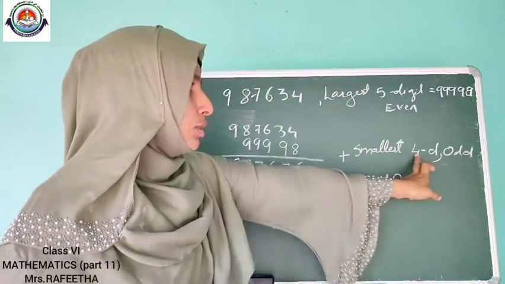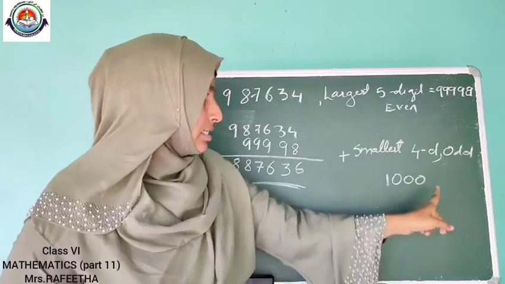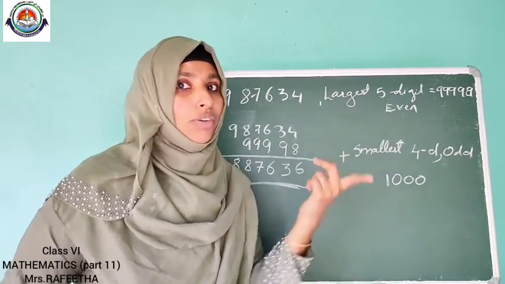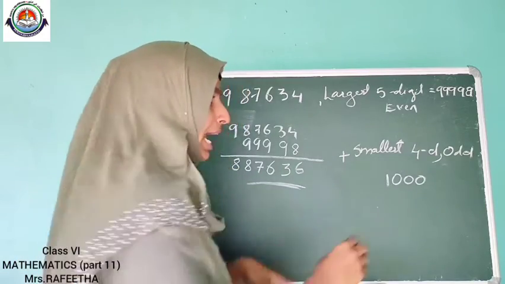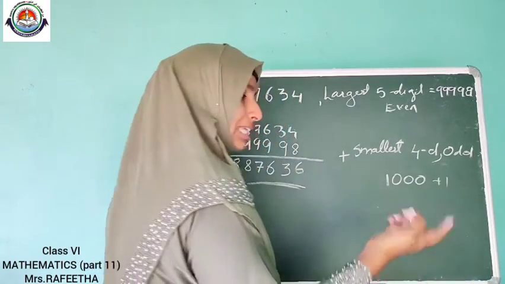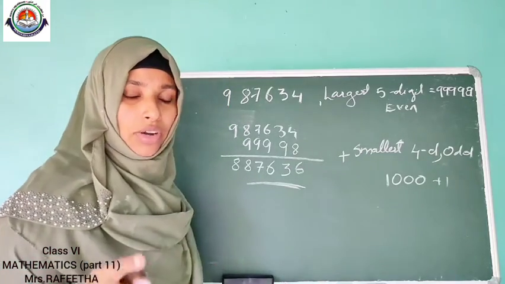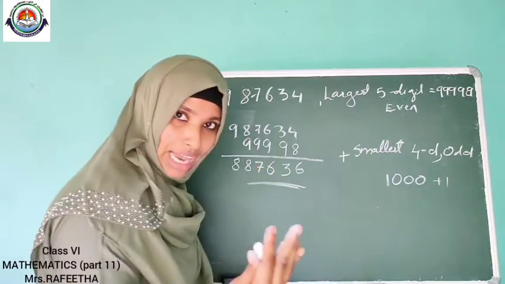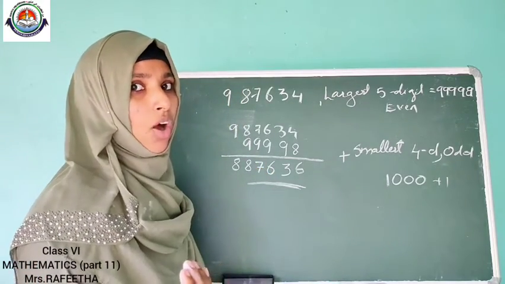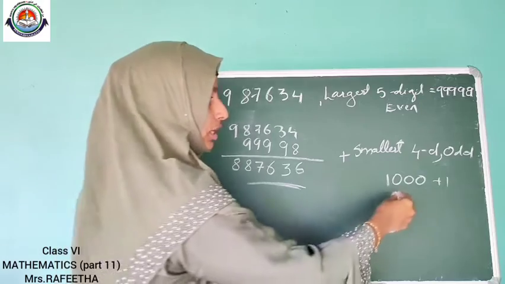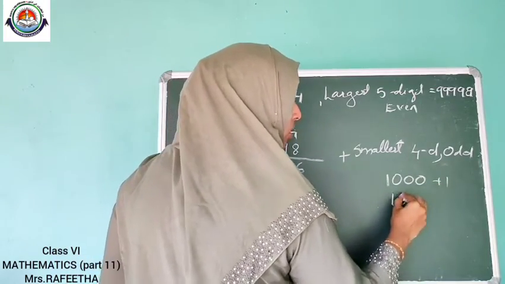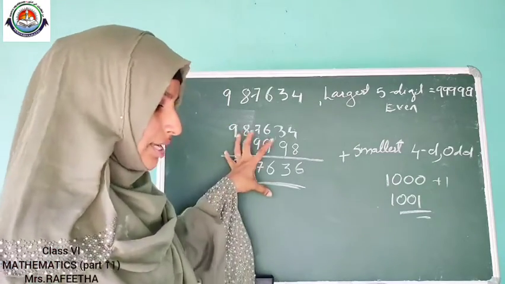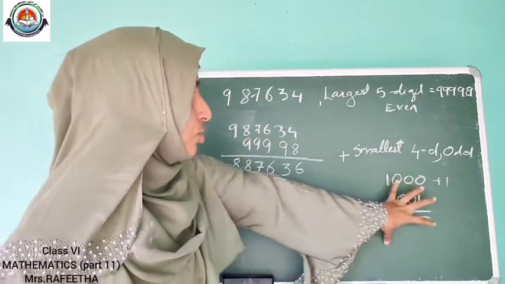Then for the smallest 4-digit odd number, since the last number is 0, this is not an odd number. So what we want to do? We want to add 1. If you subtract 1, it will be 999. It is not 4 digit. So we want to make that 4 digit and it should be odd. So here 1000 plus 1, that is 1001 will be that number. So the question is, add this result to this.